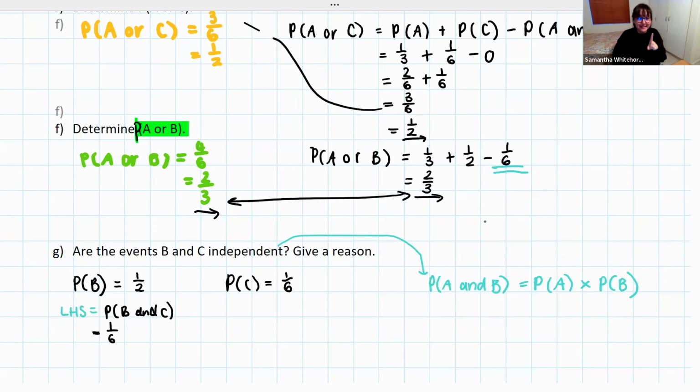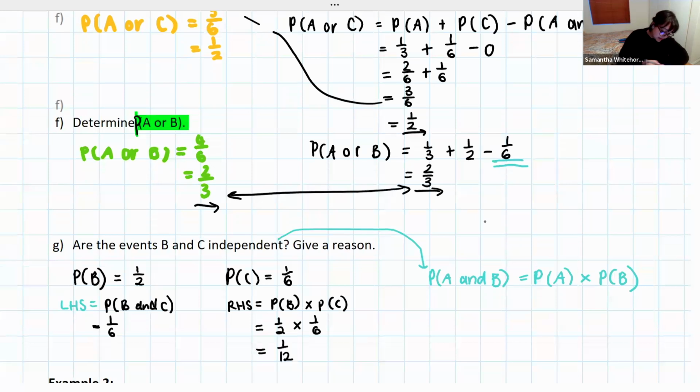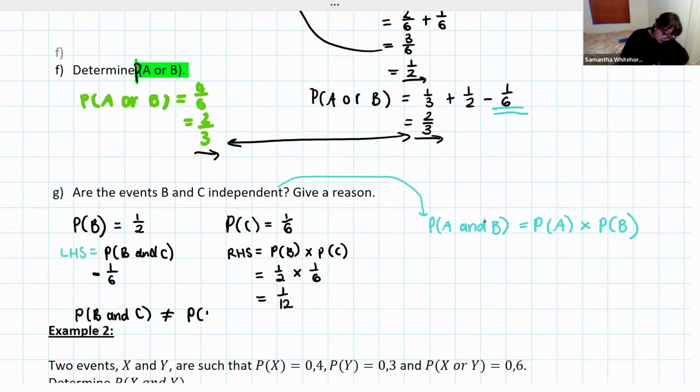The probability of B and C, there's one common outcome, 1 over 6. Right-hand side, I'm not even going to try to be fancy here, we'll just carry on in the same color, is the probability of B times the probability of C, which is a half times a 6. That's it. So a half times a 6 is 1/12. What we can now see is that the probability of B and C is not equal to the product of those two events. And so therefore they are not independent.